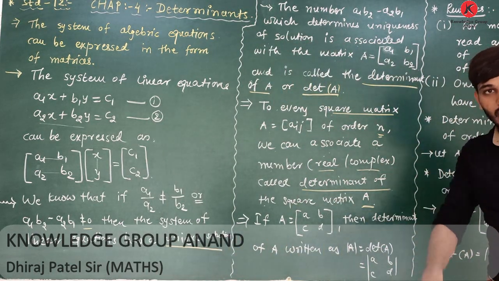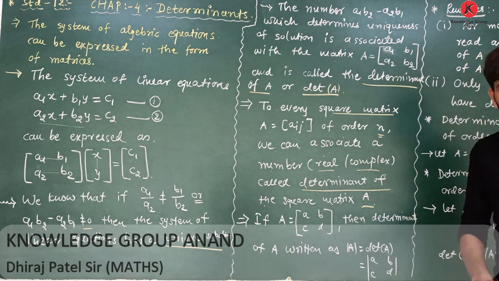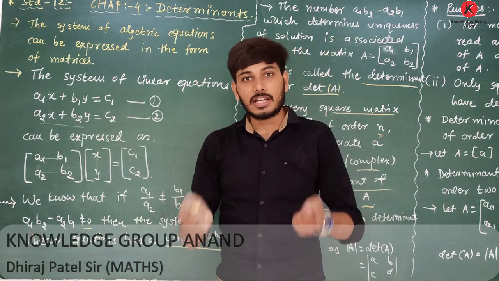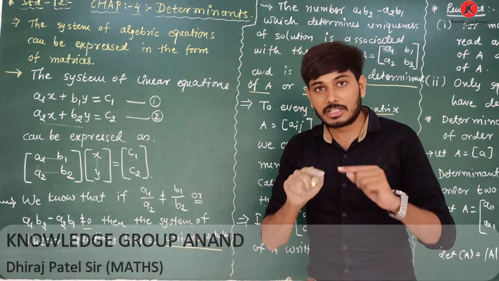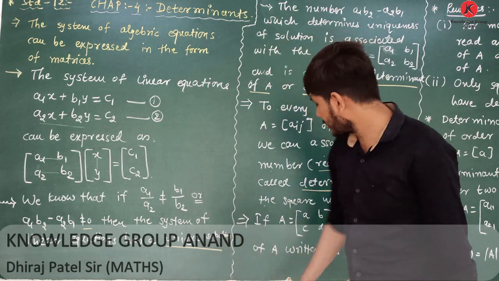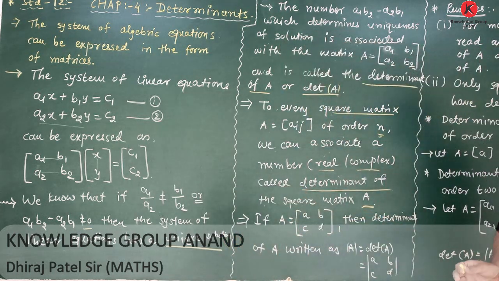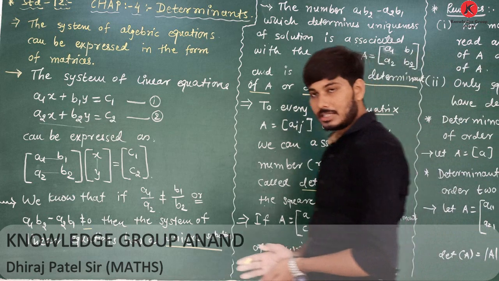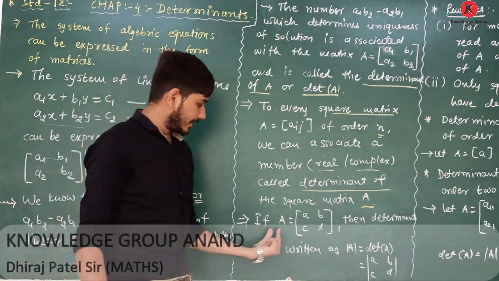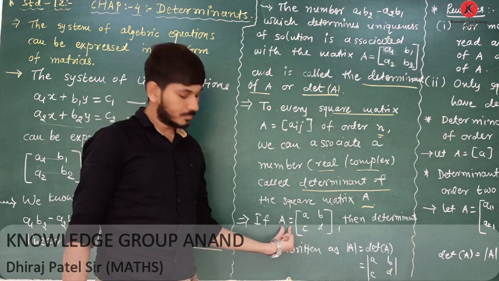A matrix is not a number, okay, it is an arrangement of numbers, and the determinant represents a particular number which may be real or complex. That is the difference between a matrix and a determinant. Is it clear? Now, we are going with the matrix A, which is of order 2.